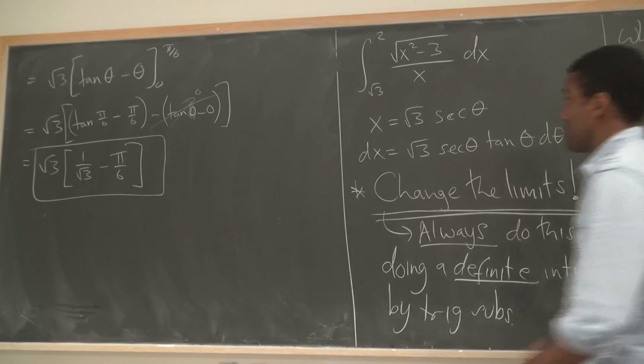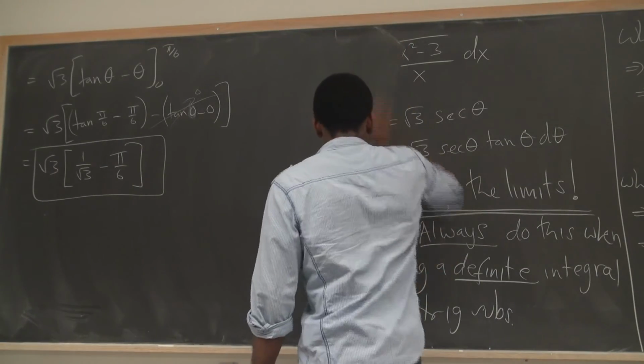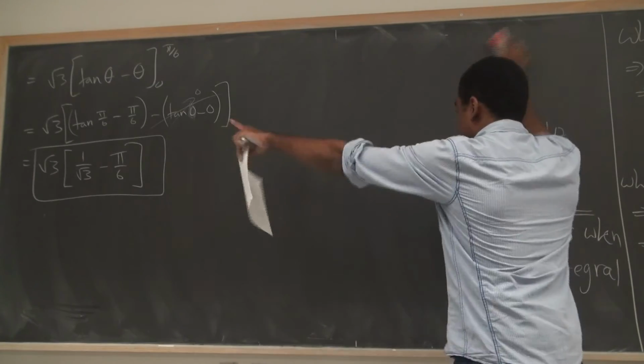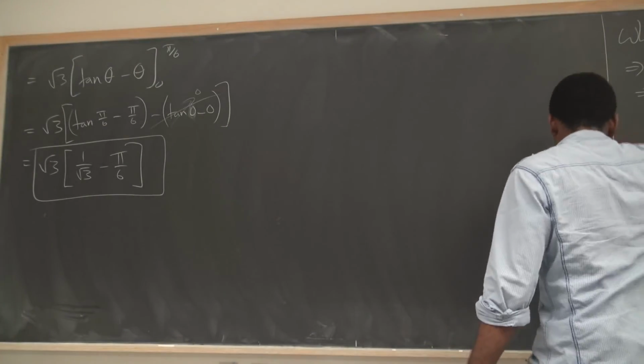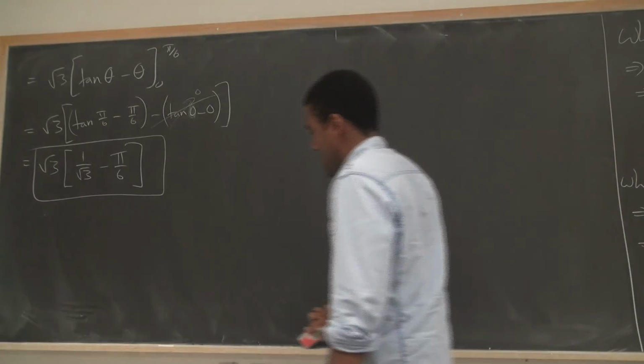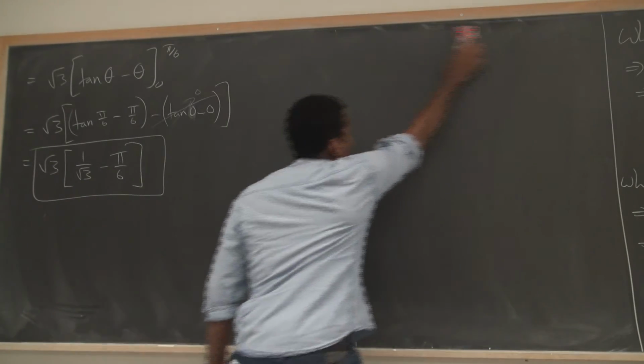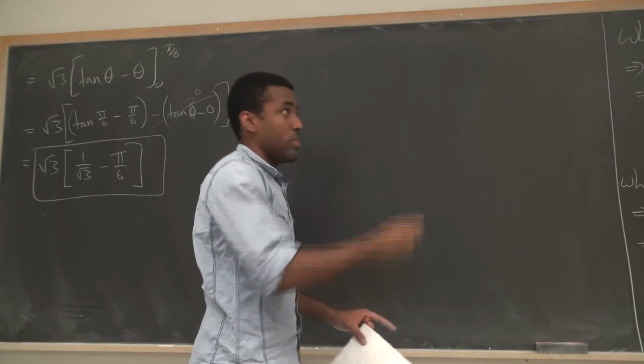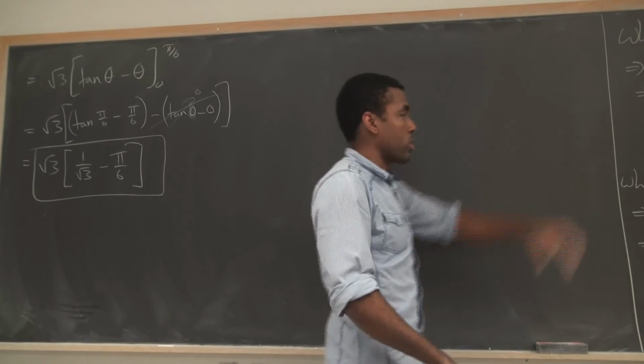Another example. Main takeaway from that one: trig substitution when on a definite integral, always change the limits. Which means you have to know the values of your special trig functions.